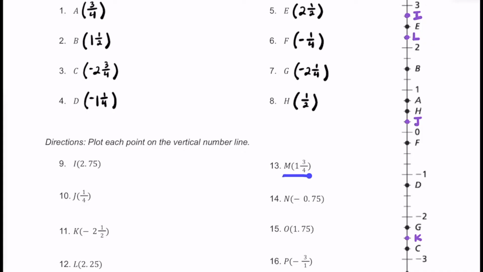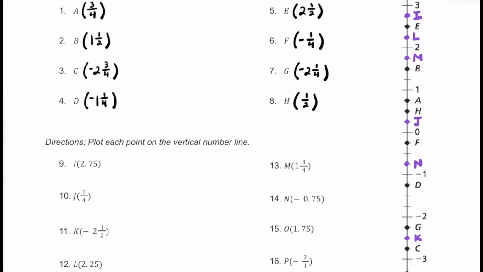For M, we have 1 3/4, so here is going to be 1. Here's 1 1/4, 1 2/4, here's 1 3/4. So right over here is where we're going to say M is. For number 14, we have N, which is -0.75, or -3/4. So here is 0, this is -0.25, -0.5, -0.75. So right over here, this is where N is going to be located.